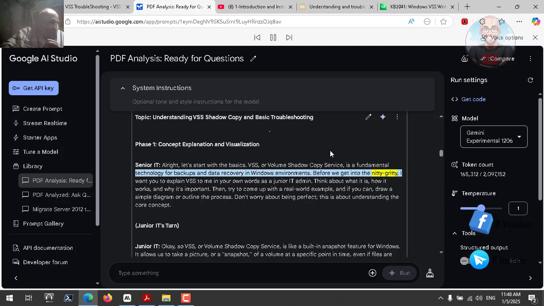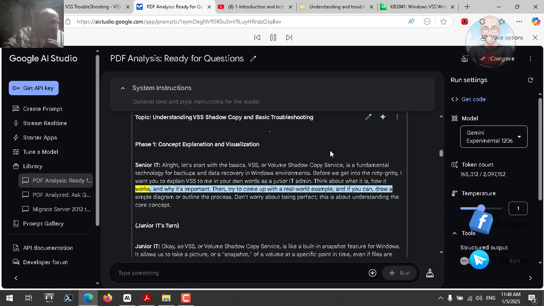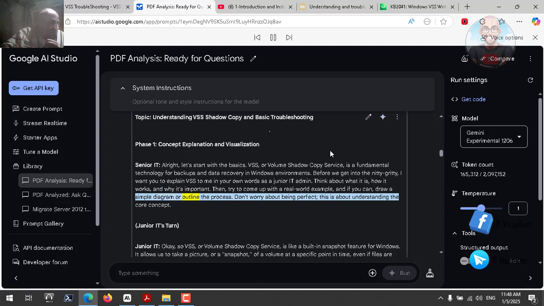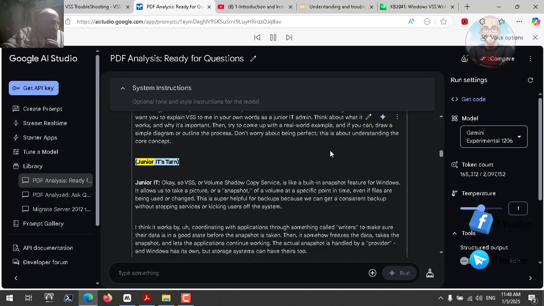Before we get into the nitty-gritty, I want you to explain VSS to me in your own words as a junior IT admin. Think about what it is, how it works, and why it's important. Then, try to come up with a real-world example, and if you can, draw a simple diagram or outline the process. Don't worry about being perfect. This is about understanding the core concept. Junior IT's turn.